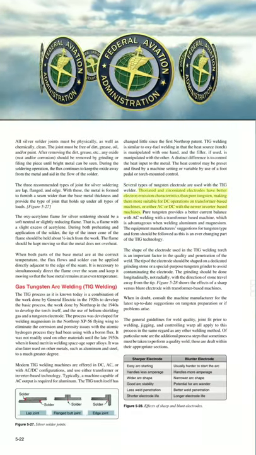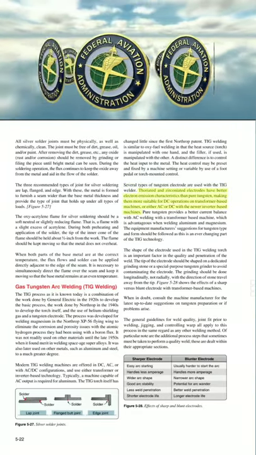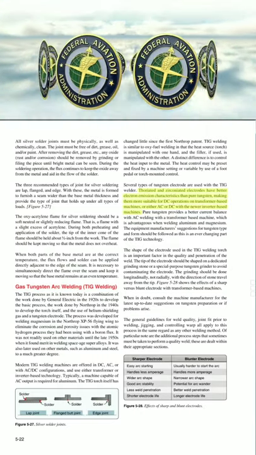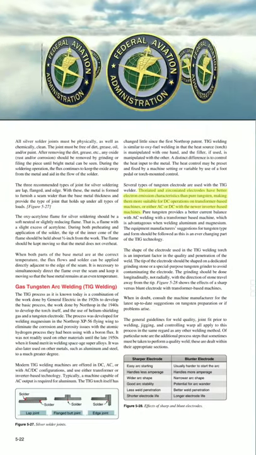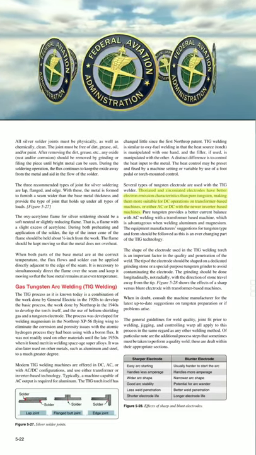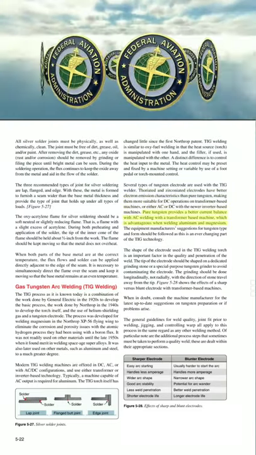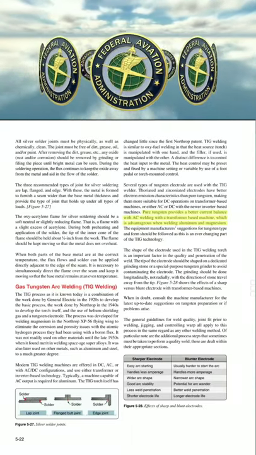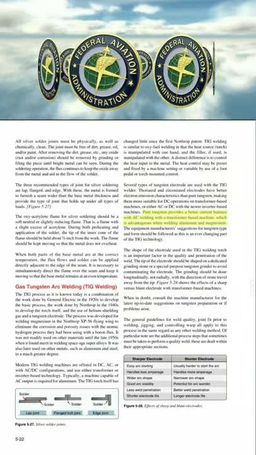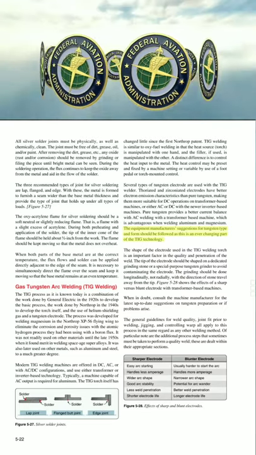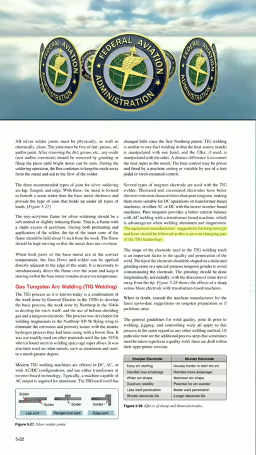Thoriated and zirconiated electrodes have better electron emission characteristics than pure tungsten, making them more suitable for DC operations on transformer-based machines, or either AC or DC with the newer inverter-based machines. Pure tungsten provides a better current balance with AC welding on a transformer-based machine, which is advantageous when welding aluminum and magnesium. The equipment manufacturer's suggestions for tungsten type and form should be followed, as this is an ever-changing part of TIG technology.